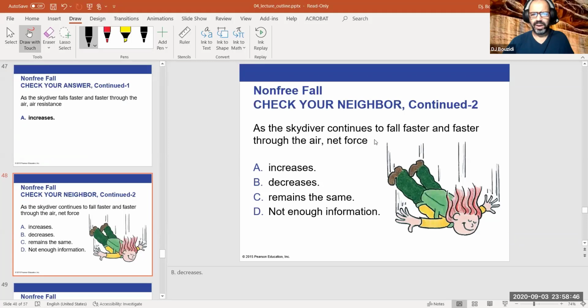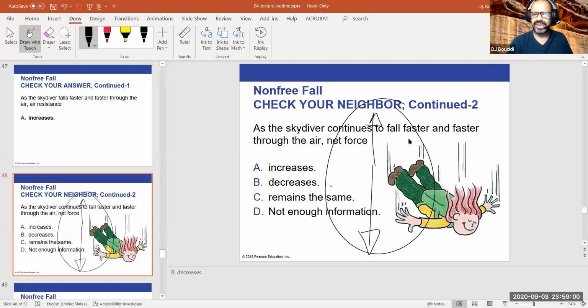Okay. Now, as a skydiver continues to fall faster and faster through the air, the net force now has to decrease because his weight is pulling down and this thing is building more and more because there is more and more air resistance. So the net force now, which is the difference between the two, must be decreasing, going down. Okay.